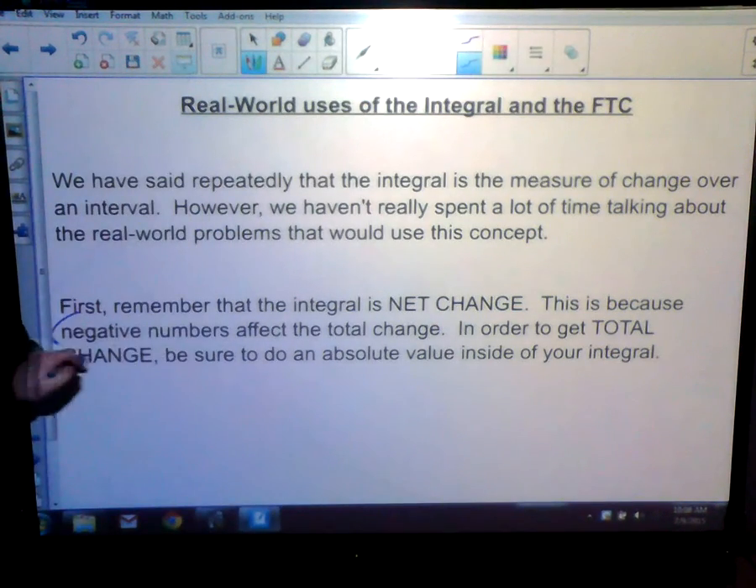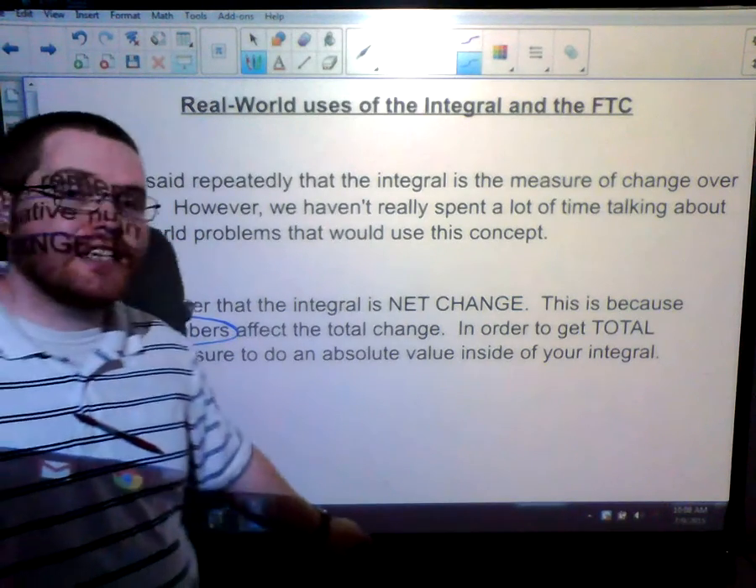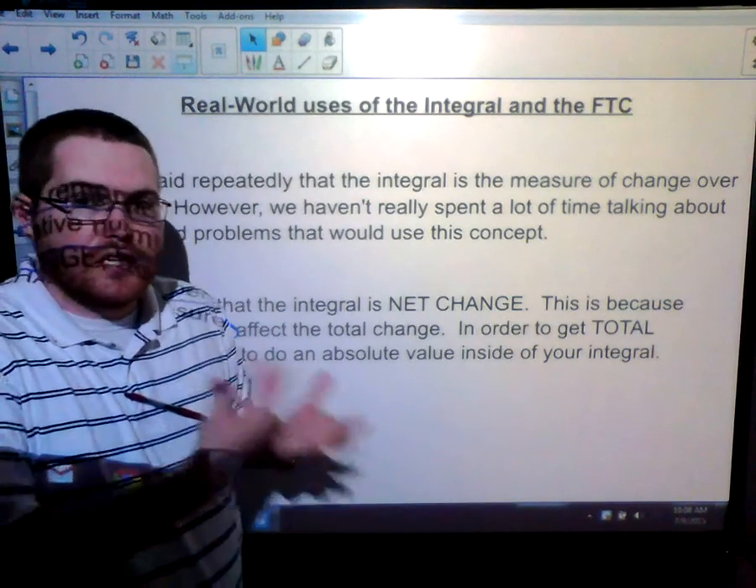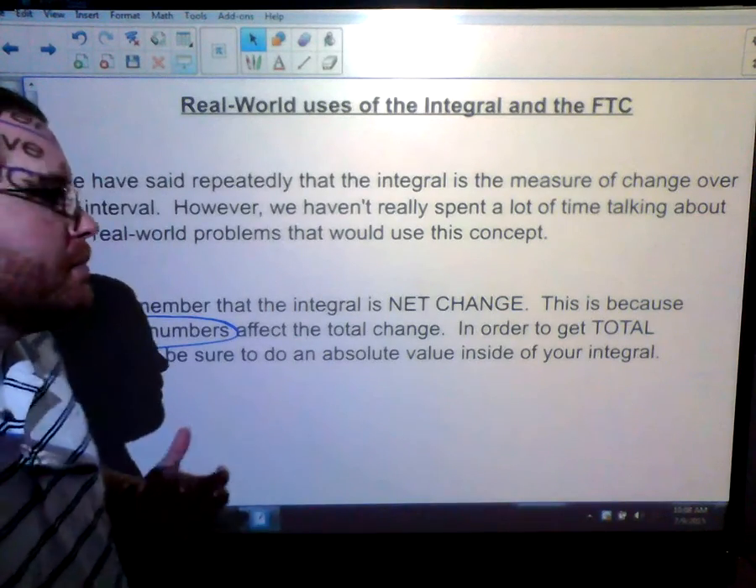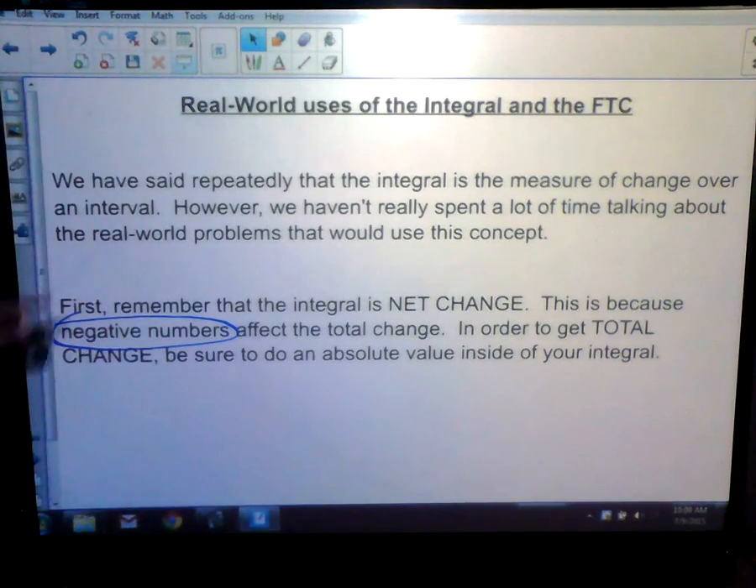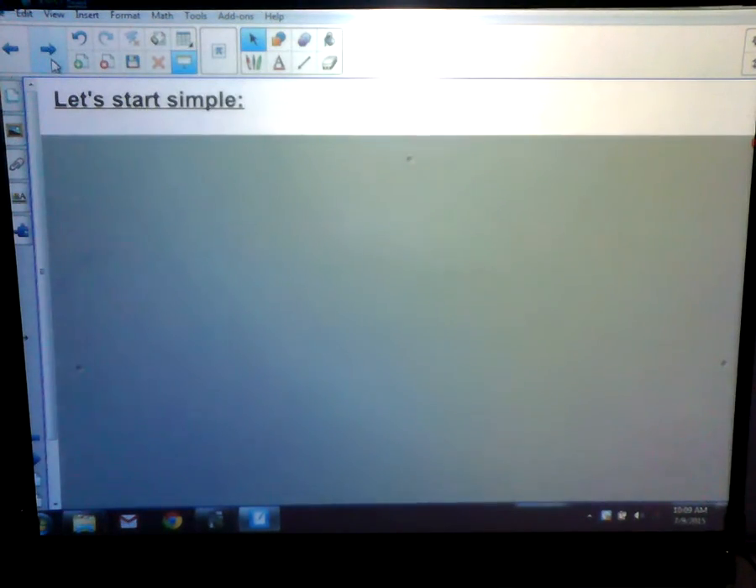If there are no negative numbers, the net change is the total change. If it's all positive, then it's all total. But if there are any negative numbers, it stops it from being total change. Let's start off real simple.